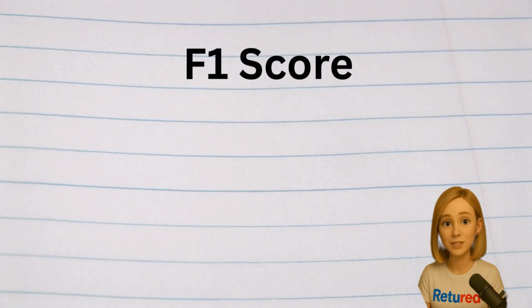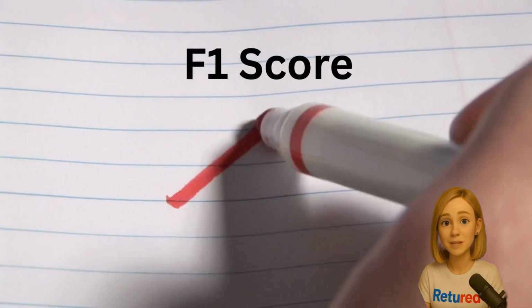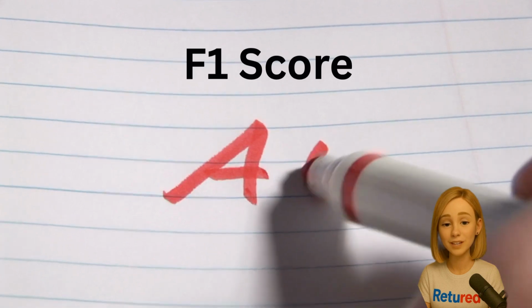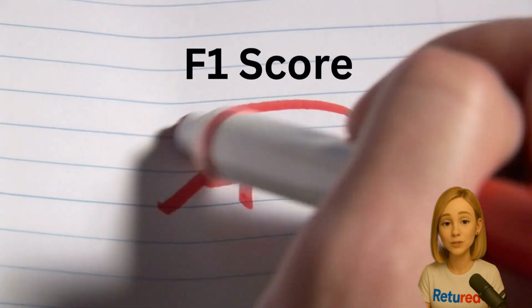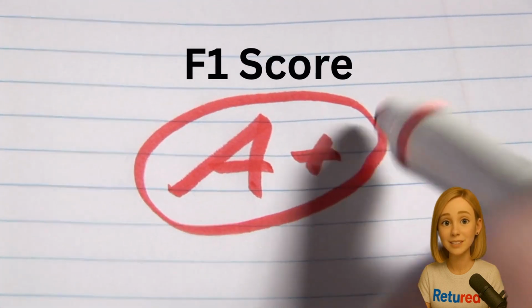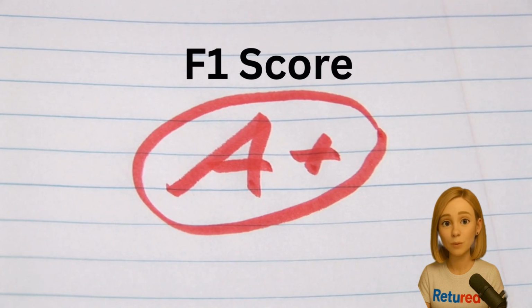The answer is the F1 score. Clicks are rare, so it's an imbalanced dataset. You want to find users who will click, recall, but you also don't want to annoy users with irrelevant ads, precision. The F1 score balances these two needs perfectly.